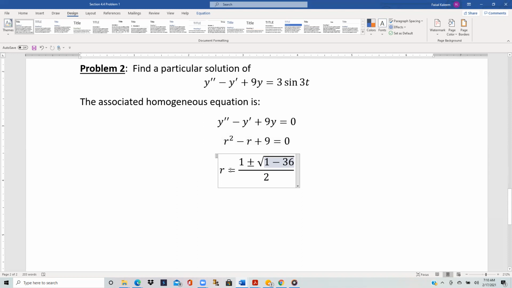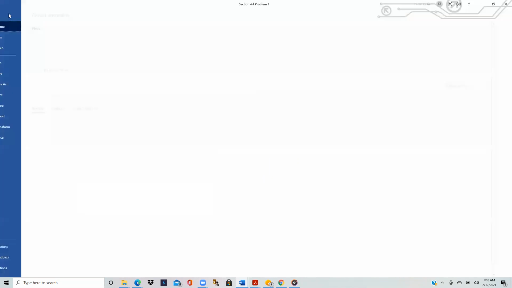So r equals 1 plus or minus the square root of 1 minus 4 times 1 times 9, which is 36, over 2. And now 1 minus 36 is a negative number. So when you take the square root, you get complex roots.